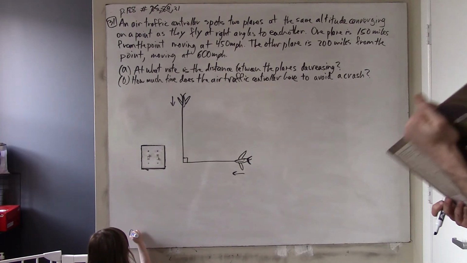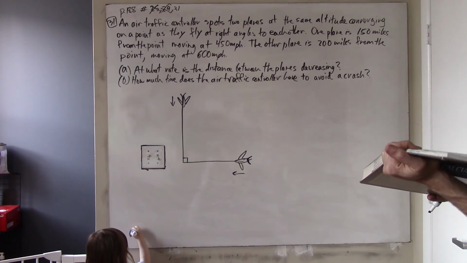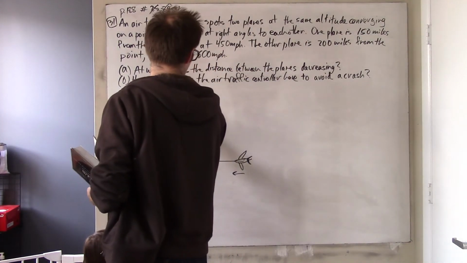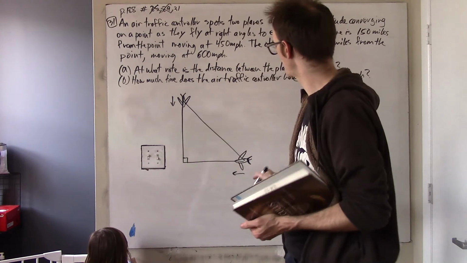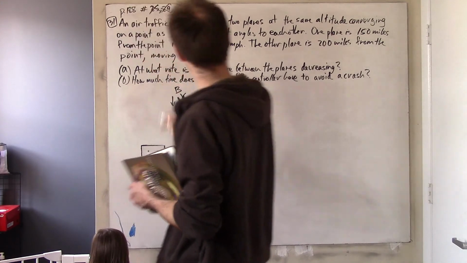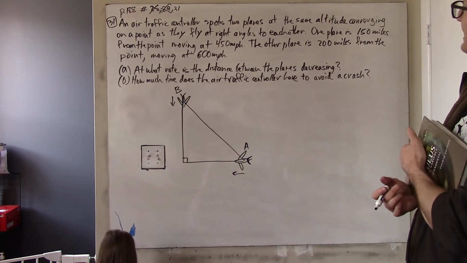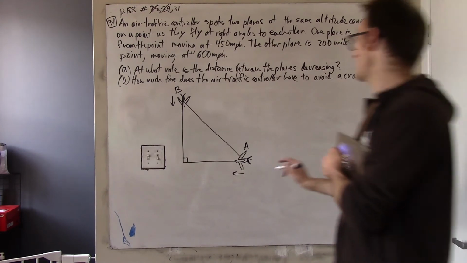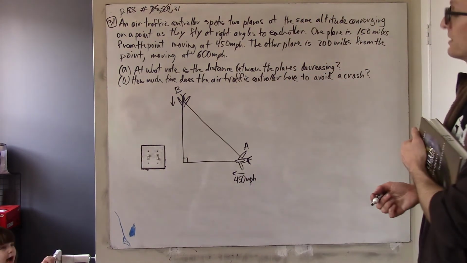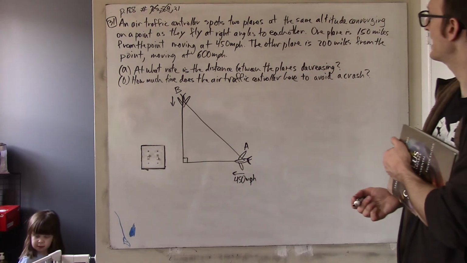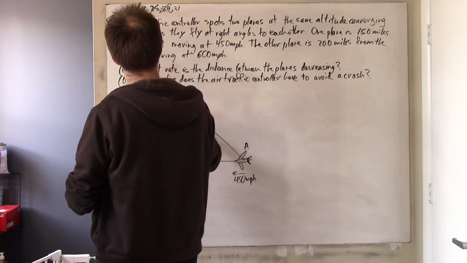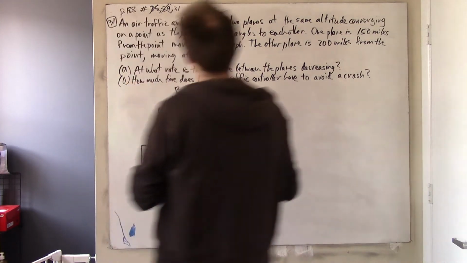Okay. One plane is 150 miles from the point, moving at 450 miles per hour. I don't like the way they say this, but what really is important is that there are these two planes. This is plane A, let's say, and this is plane B. Plane A is moving at 450 miles per hour. That's simply a fact. The other plane, plane B, is moving at 600 miles per hour.